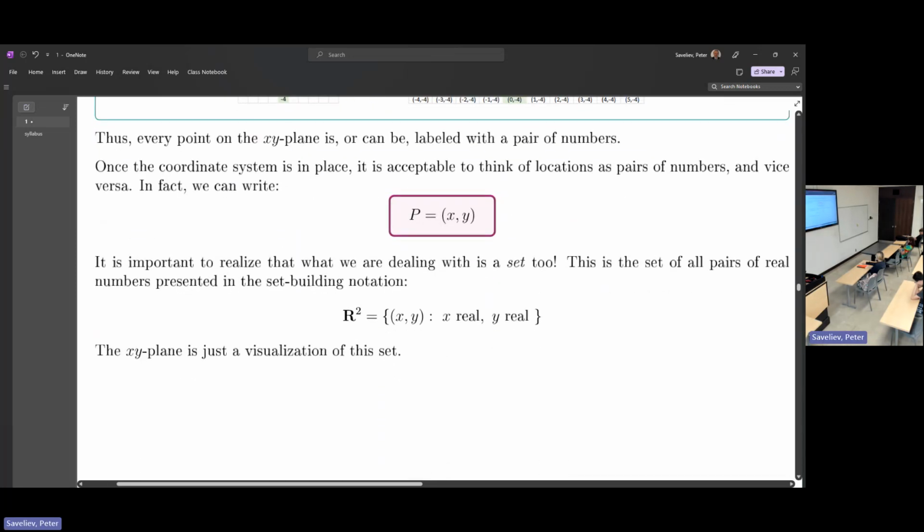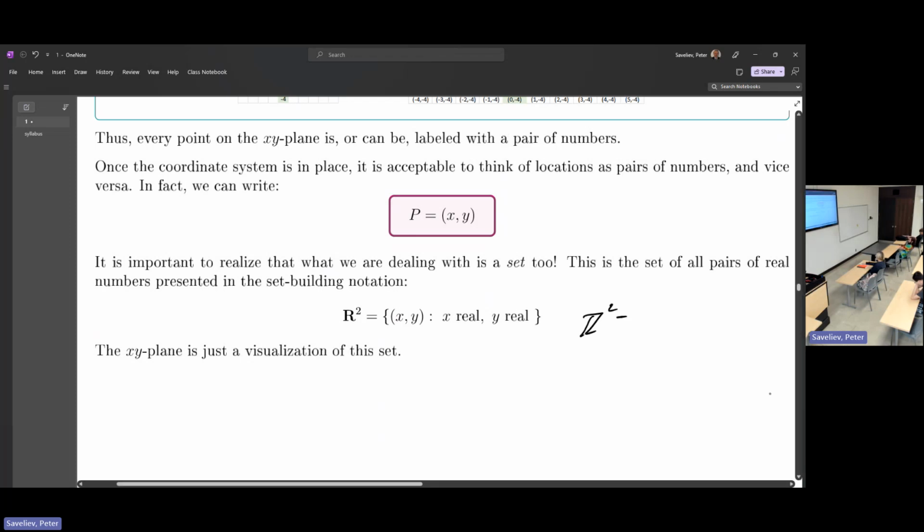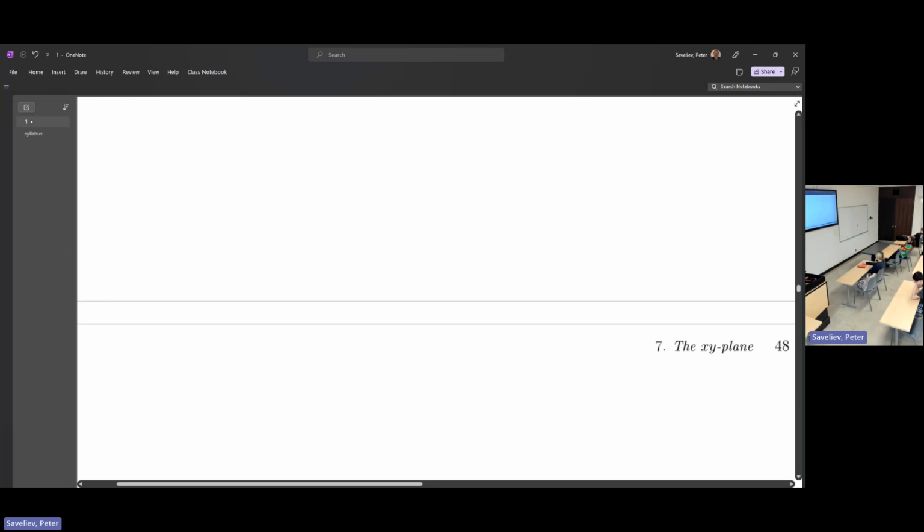Okay, so whenever we introduce a new player, it's probably either a set or a function. So in this case, it's a set of pairs of numbers. R2 is pairs of numbers x and y, x real, y real. If you want Z2, it's the same thing, only x is an integer, and y is an integer. So it's also possible. Any set can be created for that matter.